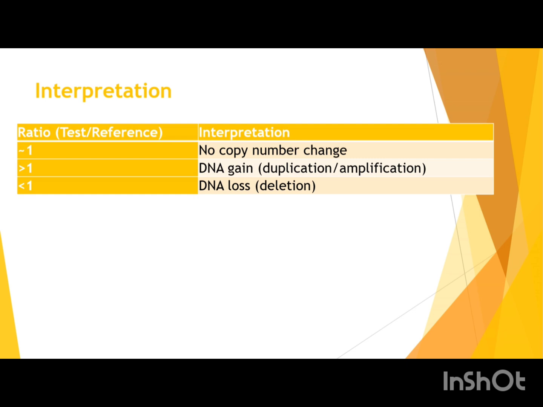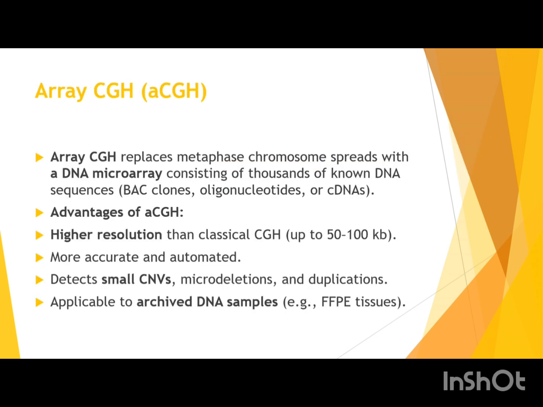Now the interpretation: if it is approximately 1, there is no copy number change. If it is greater than 1, then there is duplication or amplification. If it is less than 1, it is a loss or deletion, as I have already told you. Now, when we talk about the array, the array replaces the metaphase chromosomes with a DNA microarray, which gives thousands of known DNA sequences.